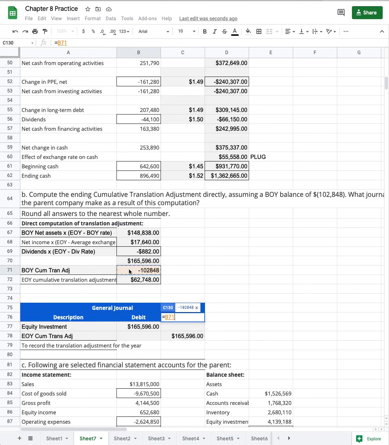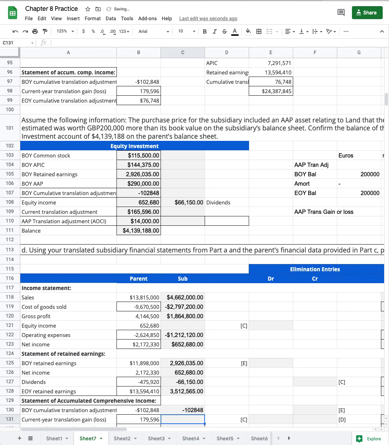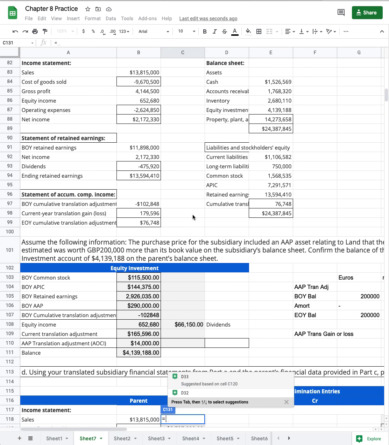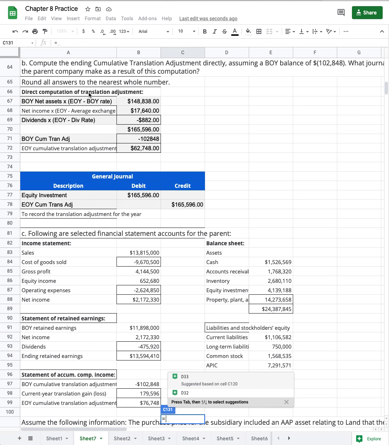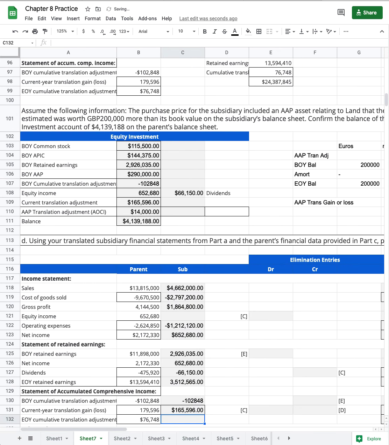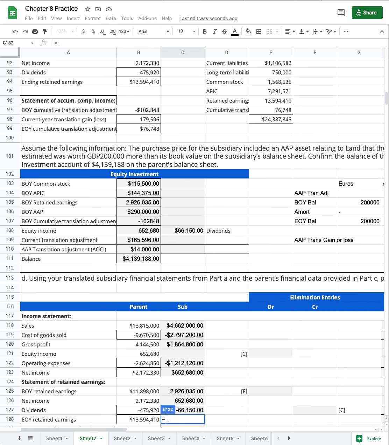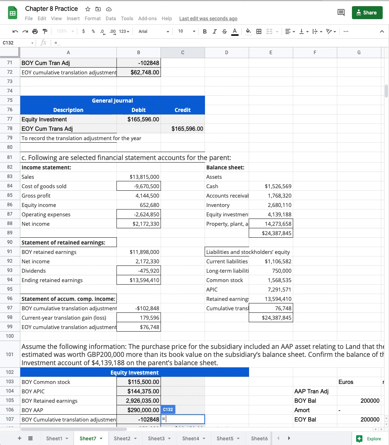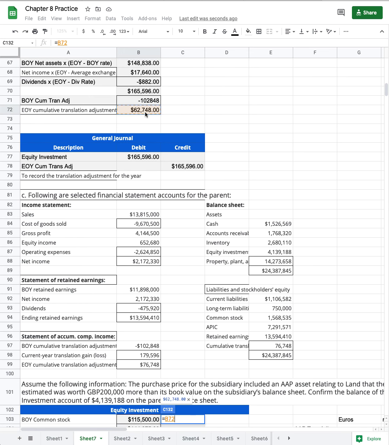We'll pull the 102,848. Our current year translation gain. Our 165,596. Then the end of year 62,748.